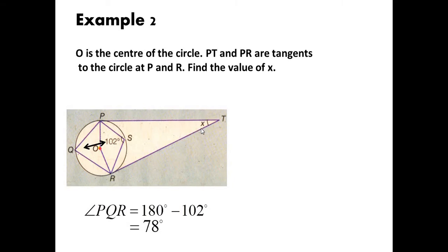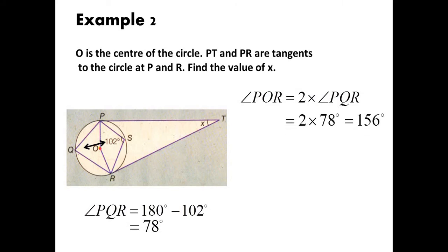Now, when we want to find out X and angle POR, remember the properties just now, when you add both angles, it is equal to 180. So what is the value of POR? This is the angle at the center, this is the angle at the circumference. So just now PQR is 78. So your POR is 2 times angle PQR, which will give you 156 degrees.